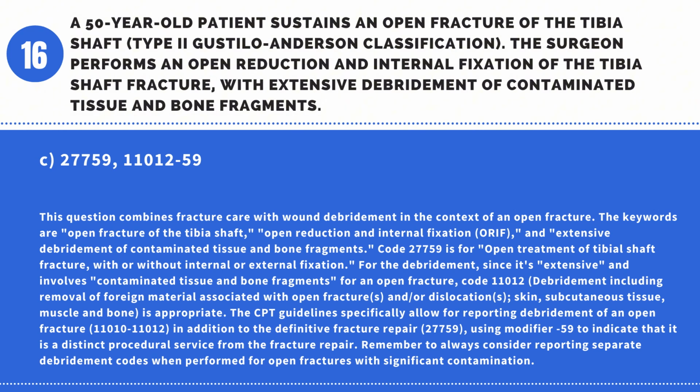debridement including removal of foreign material associated with open fracture(s) and/or dislocation(s), skin, subcutaneous tissue, muscle, and bone, is appropriate. The CPT guidelines specifically allow for reporting debridement of an open fracture, 11010-11012, in addition to the definitive fracture repair, 27759, using modifier -59 to indicate that it is a distinct procedure from the fracture repair. Remember to always consider reporting separate debridement codes when performed for open fractures with significant contamination.